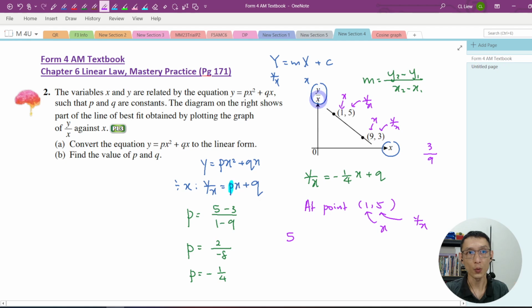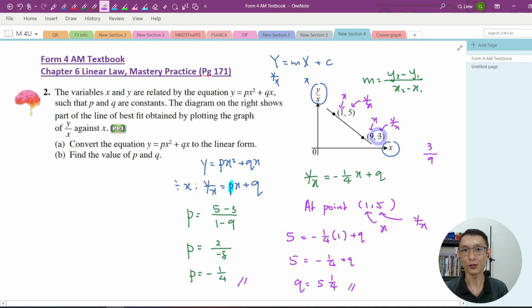If this is y over x, the value at the back here is actually y over x. So y over x is equal to negative 1 over 4 times x plus q. This is 5, so 5 is equal to negative 1 over 4 plus q. So q is equal to 5 plus 1 over 4, which is 5 and 1 over 4, or you can write 5.25. Okay, so this is the answer for P and Q.